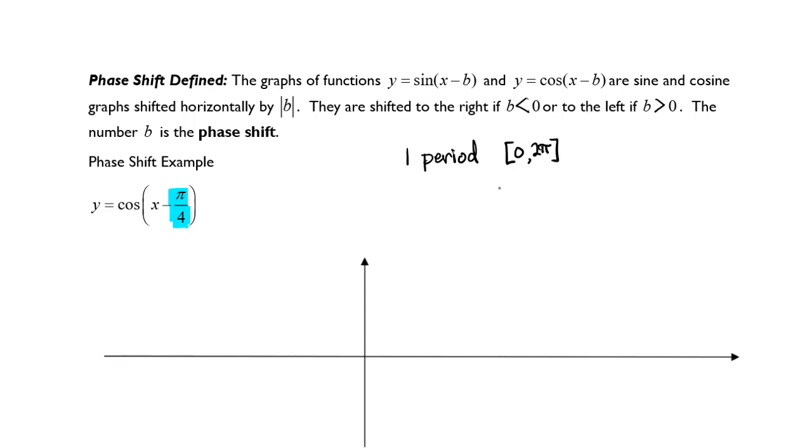And so I can take the stuff inside the function, x minus pi over 4, and set up an inequality where we have 0 on the left and 2 pi on the right. If we solve for the letter inside the inequality in the middle, we would have to add pi over 4 to all three pieces of our inequality.